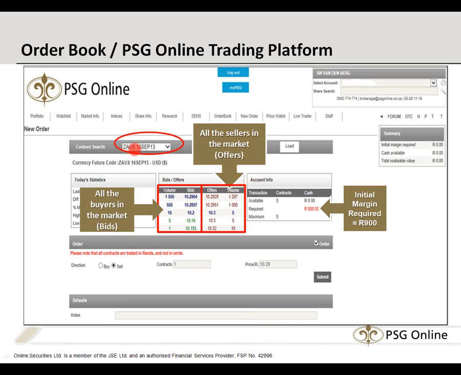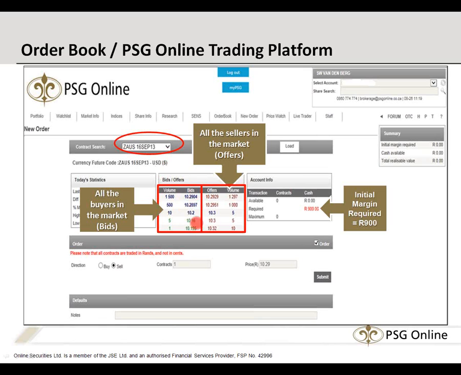I want to go trade the US dollar. As I say, it's a September contract. So I click on load and it loads up. This is what I did on Monday. So you can see this is when the rand was still at just about 10.28. Since then it has fallen.